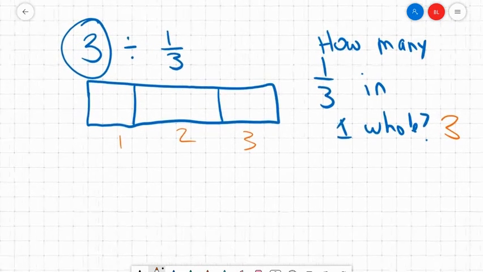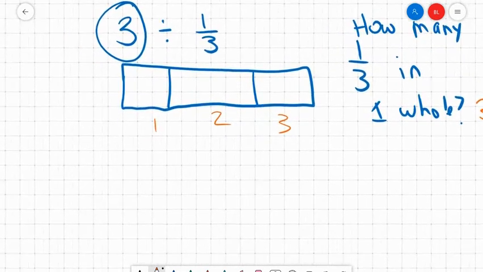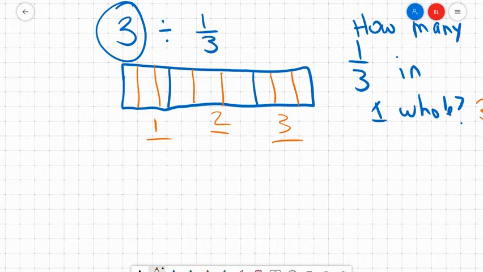So we've got 3/3 in one whole. Well, here's one whole. Here's 2 wholes. Here's 3 wholes. And what you're going to do is divide each piece into thirds. Okay. And so now we have successfully divided 3 by 1/3.